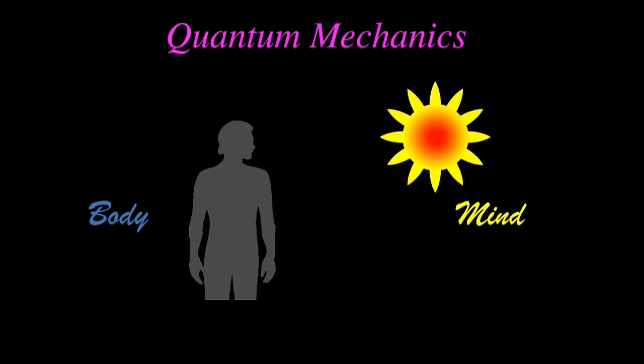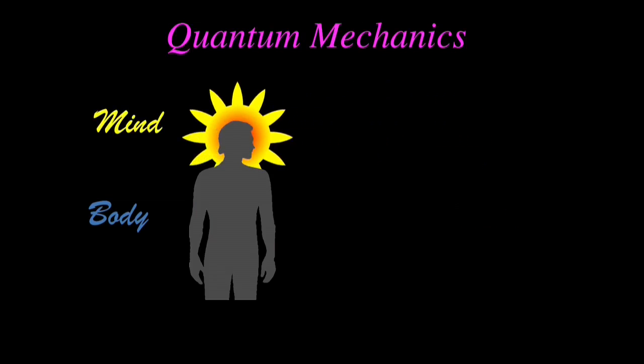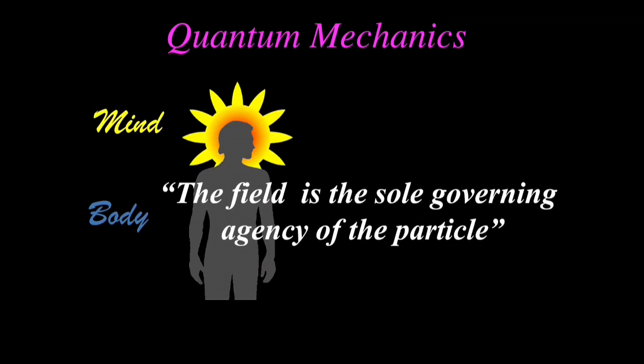We're in a quantum mechanical universe now. And why is that relevant? Because mind is no longer separate from body. Mind is over body. And I mean over body in this regard. We go back to Einstein's quote, the field is the sole governing agency of the particle. And now, the mind is generating a field. So I say the mind is the sole generating agency of the particle called the body. So the mind controls the body, and it does so through electromagnetic fields.